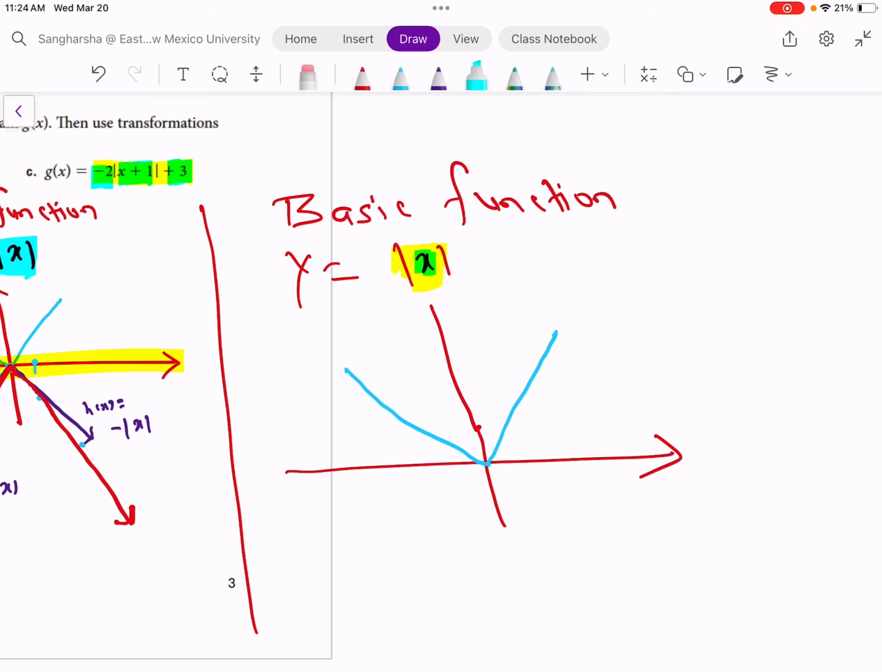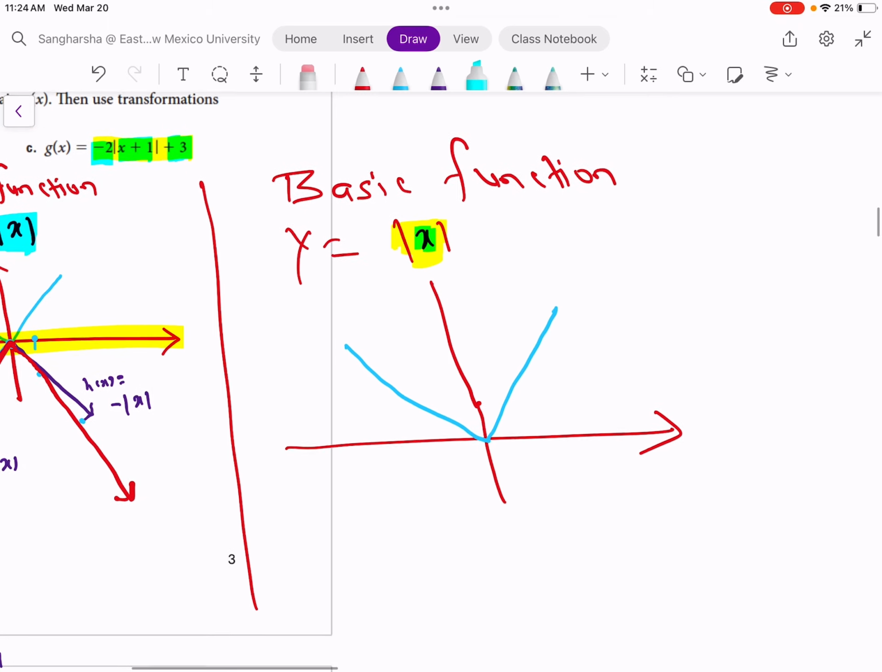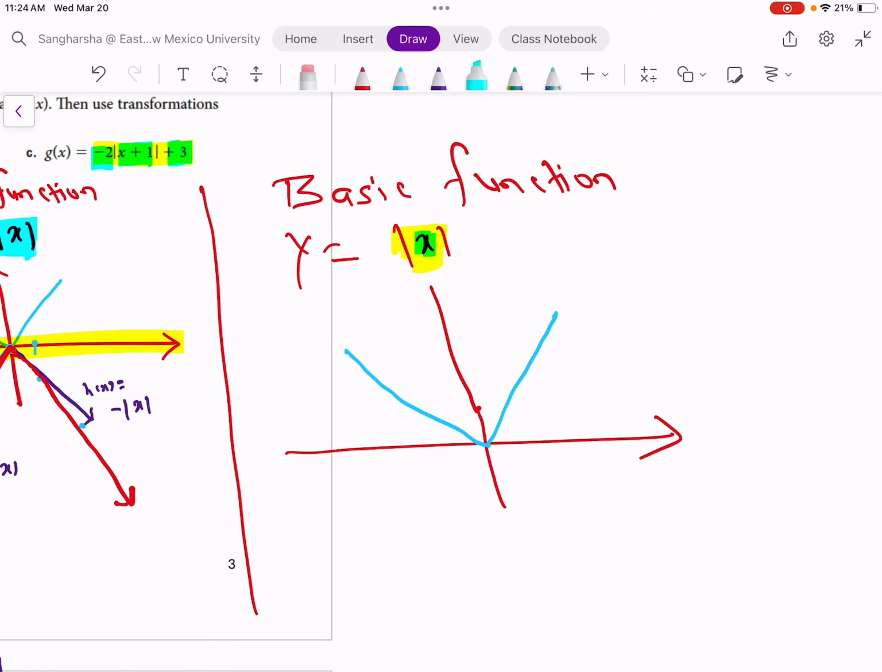Now we can try. Okay, now let's see. So what transformation do we want to try here? Do you want to start by adding 3 or multiplying by 2 or replacing? It will make a difference, okay? Now let's see what happens if we add 3 at first, okay?